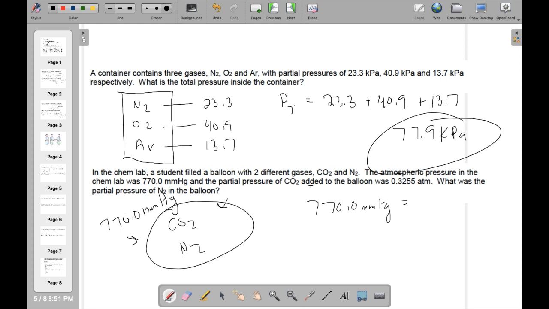The partial pressure of CO2 is 0.3255 atmospheres. What is the N2? Well, they're throwing us for a loop now. I have 0.3255 atmospheres, but this is in millimeters of mercury. So really I just need to convert it.